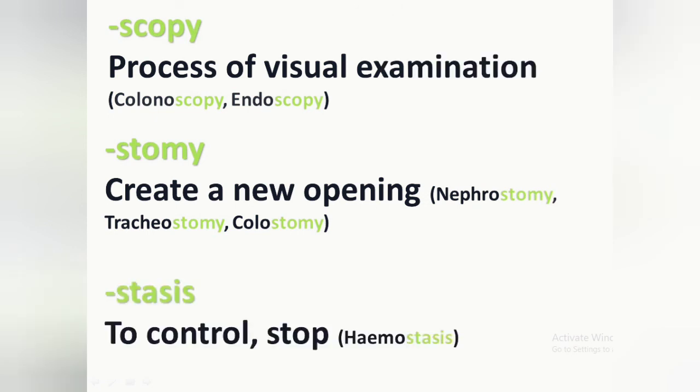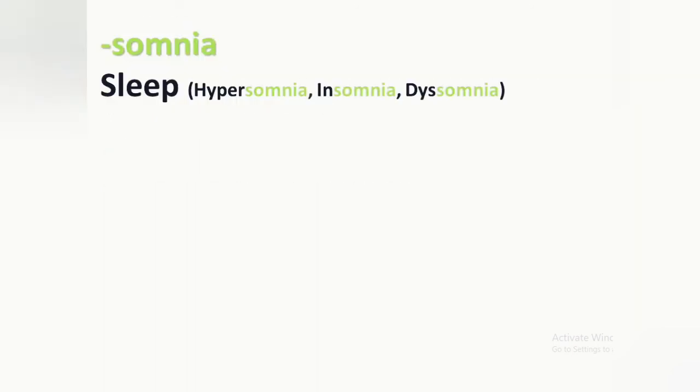Another suffix is stasis, which means to control or stop. For example, hemostasis. Hemostasis is the condition to stop the blood flow, or the process of forming a blood clot, blood coagulation. Another suffix is somnia, which represents sleep.